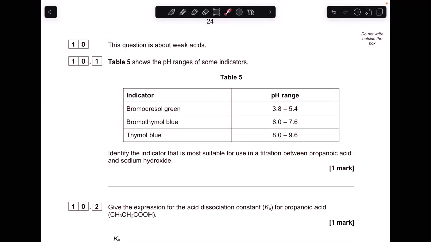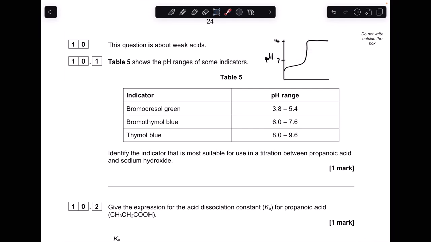Okay, so make a start. We're told at the top of the question it's about weak acids, and it starts off with some pH ranges of some indicators. We've got to identify the indicator most suitable for the titration between propanoic acid and sodium hydroxide. So the best way to tackle this is think about the titration curve for this type of titration.